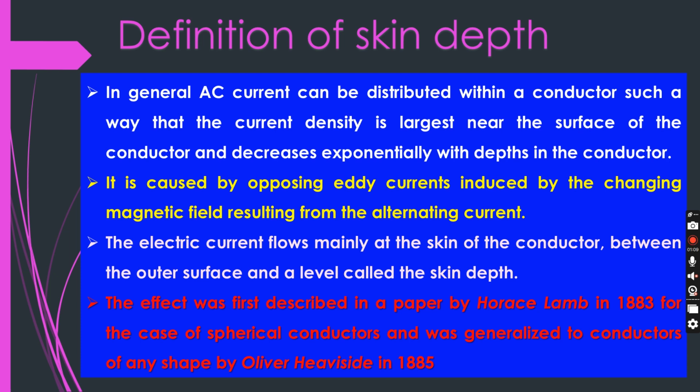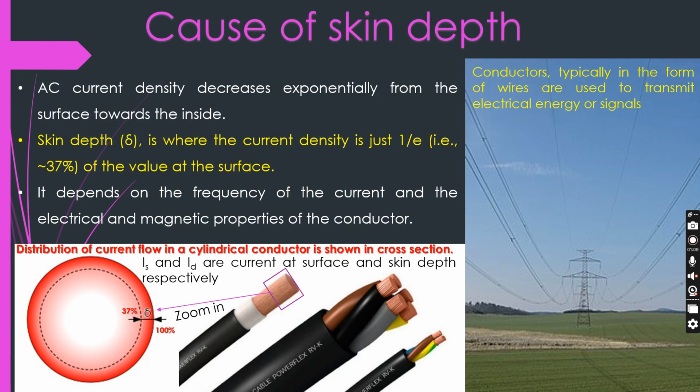In the wire, at the surface maximum current flows, and up to a certain depth, that is skin depth, it becomes 37%. At the central part it is very much less because of eddy current, which is prominent with balance. This effect was first described in a paper by Horace Lamb in 1883 for the case of spherical conductors, and was subsequently generalized to conductors of any shape by Oliver Heaviside in 1885. This is just for extra information.